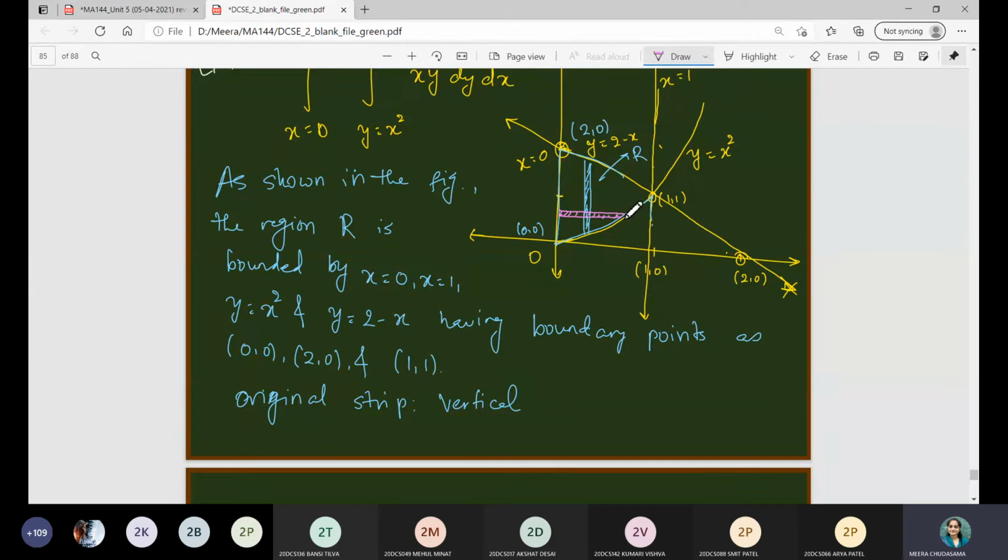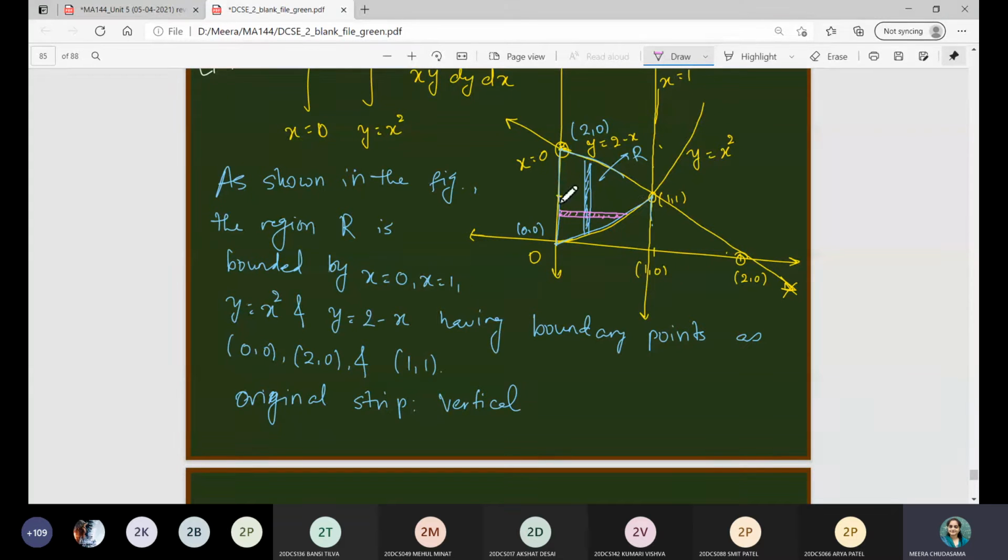What will be the limits here now? First, whose limit will become constant? Y. And it will vary from 0 to 2. 0 to 2. Very good. What about the x variable's limit? It will be divided into two parts, right?